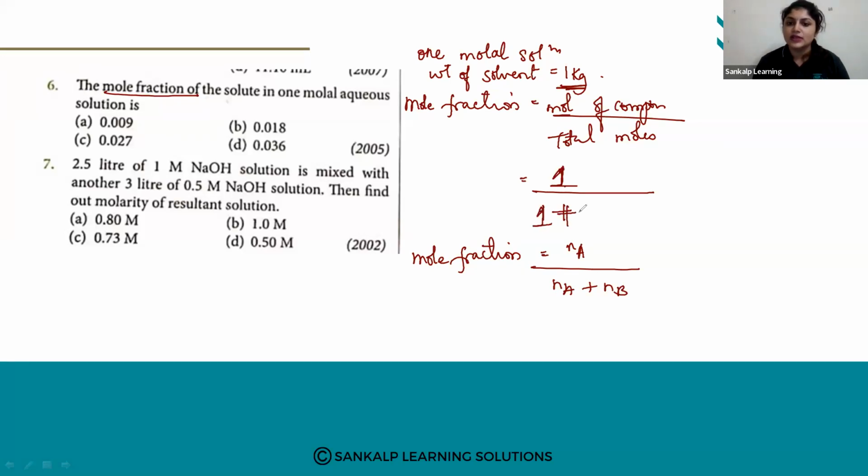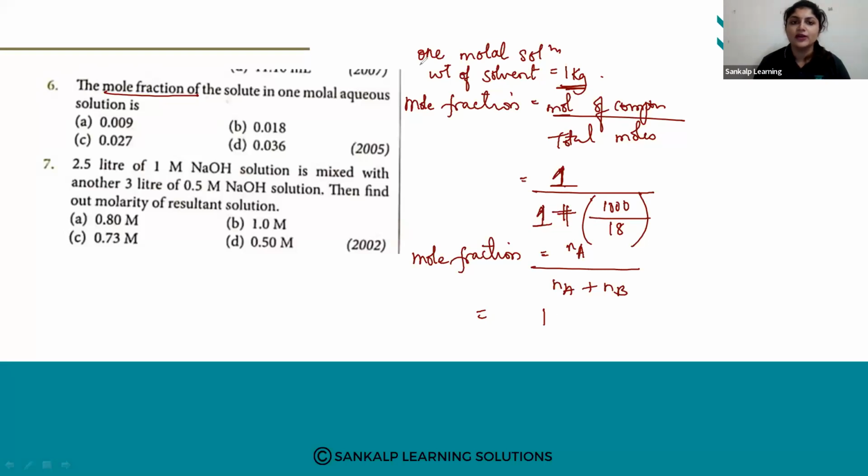So 1 plus... Now, what is that? Weight of solvent is in kg. So kg means you have to write it as given weight upon molecular weight. Given weight is 1000. What is the molecular weight? It is 18, right?